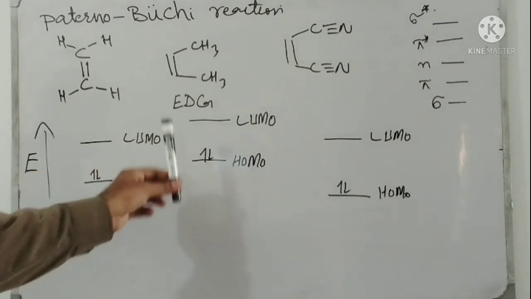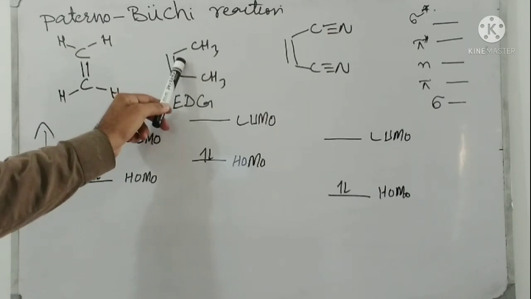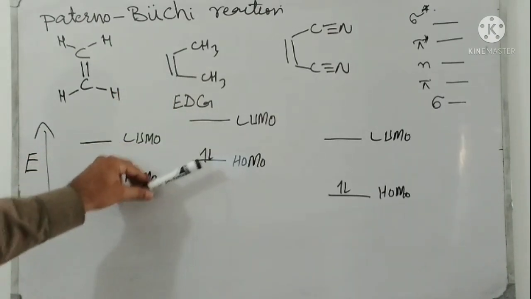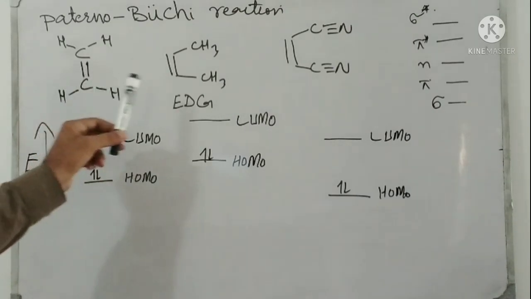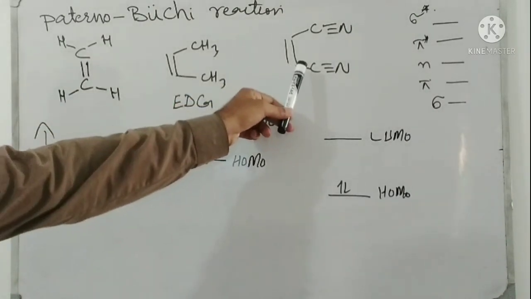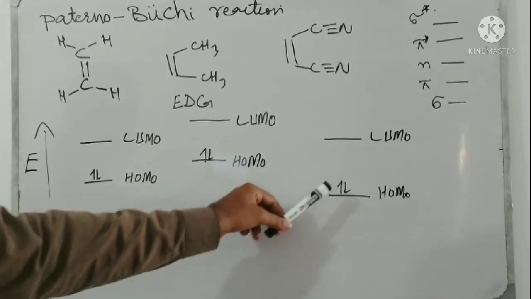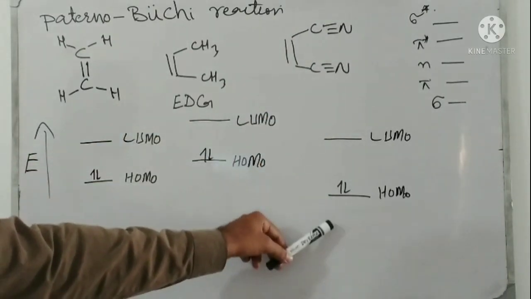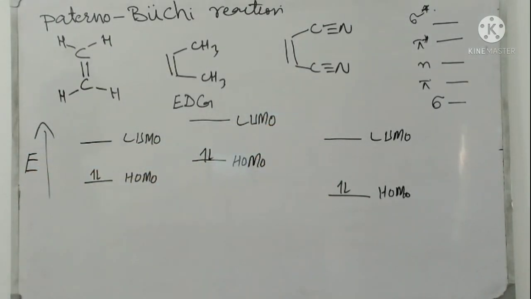Same is the case here. When electron donating groups are attached, they make this alkene more reactive, because its HOMO lies at higher energy than the HOMO of the simplest ethene. Same is the case when an electron withdrawing group like this cyano group is attached. It makes the HOMO lie at lower energy, so this alkene is less reactive. Now we will discuss how the mechanism of the Paternò-Büchi reaction operates.